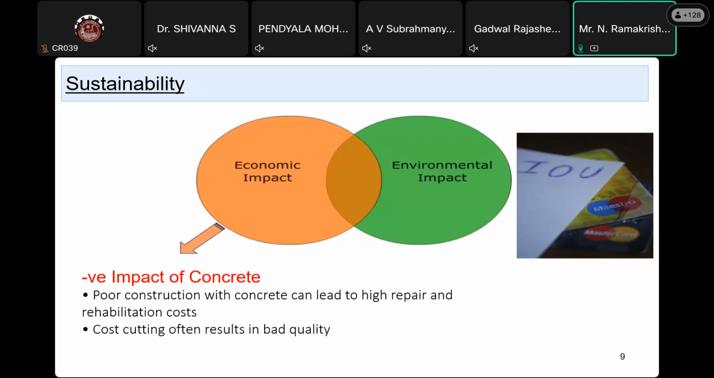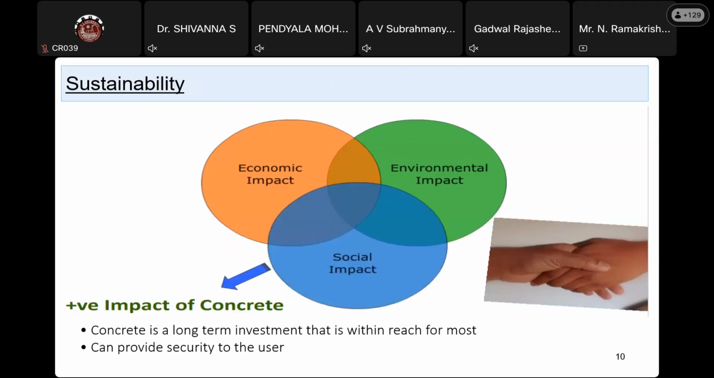So those are the things. If you are cutting costs and compromising with the quality, definitely your repair will be more. Rehabilitation costs also will shoot up. So I told you the negative impact of this.